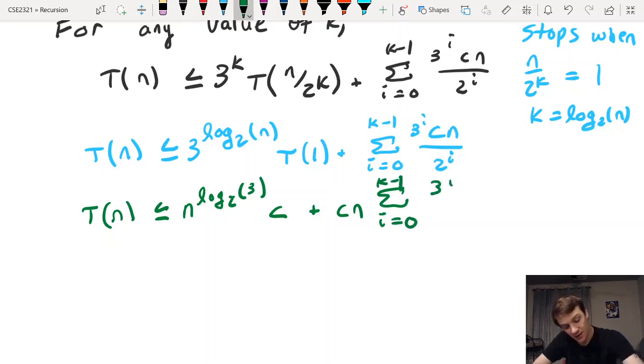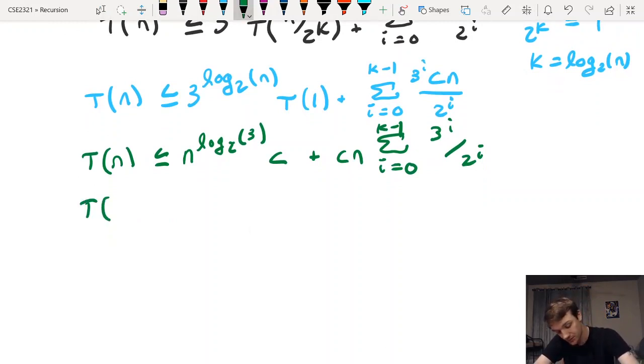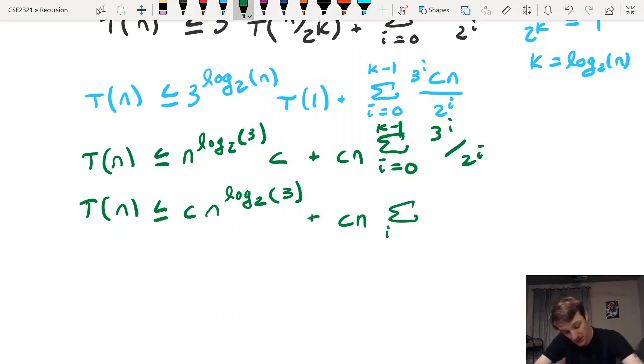But then we start hitting a road bump. Our geometric stuff works really well when we have a decreasing geometric series. We do not have that in this problem, though. So let's try and analyze that summation. T of n is less than or equal to cn to the log base 2 of 3 plus cn times the summation from i equals 0 to k minus 1 of 3 over 2 to the i.